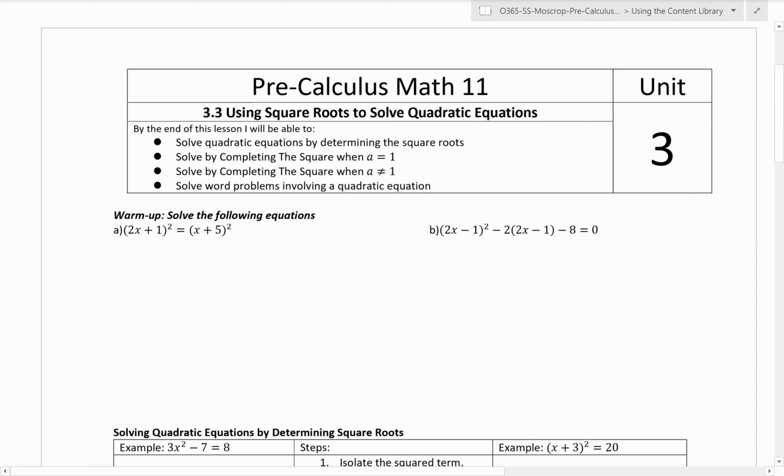Okay, welcome back. In this lesson, I am going to show you a different method of solving quadratic equations, and we are actually going to use the square root. Last time we solved quadratic equations by factoring. Today we are going to solve by taking the square root. There are two warm-up questions for you to do, so I'll let you do that first.